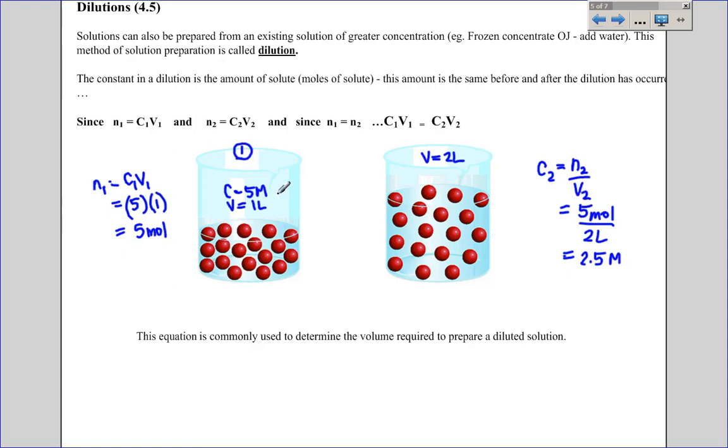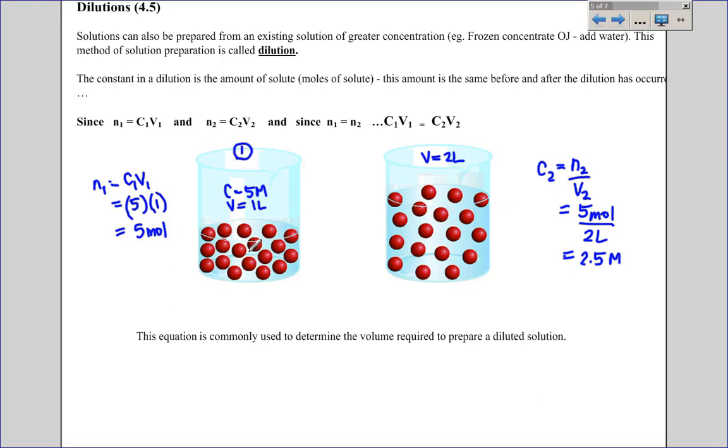Now again, some of you might have seen that right away. If you double the volume, you're going to halve the concentration. You're not always going to be working with such nice numbers though, so it's important to understand the concept here and how to work with formulas in order to solve when you have more complicated numbers to deal with.